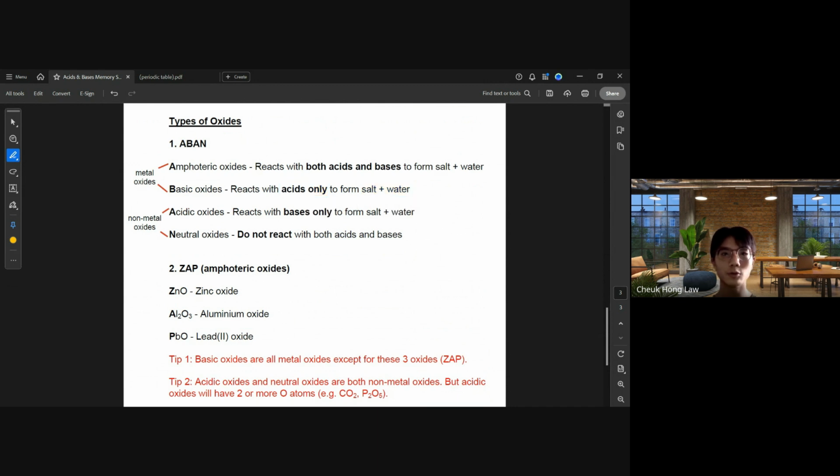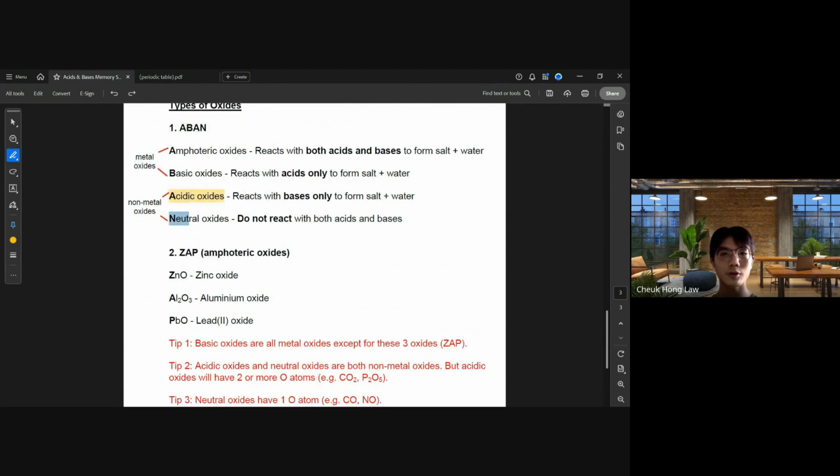Now let's move on to acidic oxides. In the name itself, they will react as an acid. So they react with bases only to form salt and water. Again, this is your neutralization reaction, acid plus base. And then you have neutral oxides. These are neutral, so they don't react at all. They do not react with both acids and bases.